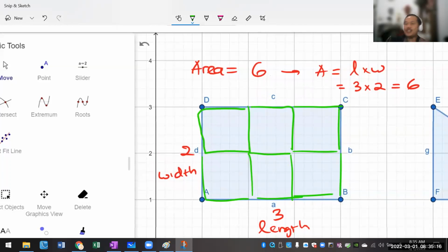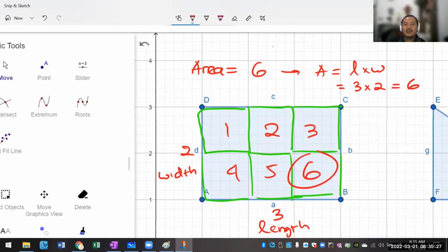So inside the shape, we have squares. How many squares do we have? Okay, let's count it. Okay, let's say we have 1, 2, 3, 4, 5, 6. Here we go. So you need to understand the basic concept of area itself. What are we actually calculating or counting in the shape? Yes, calculating an object, calculating the area, but what is it inside the shape? It is a square, right?